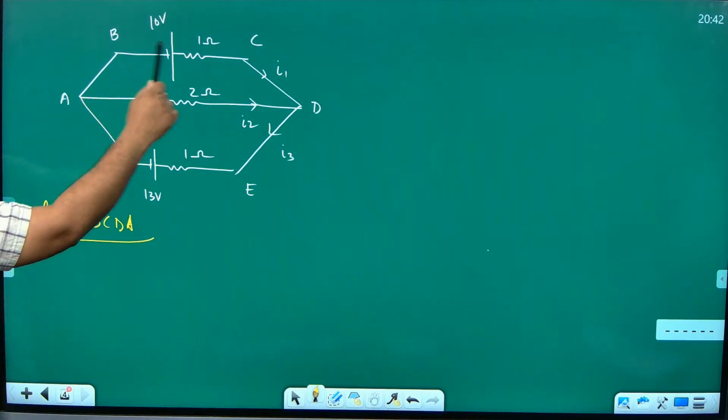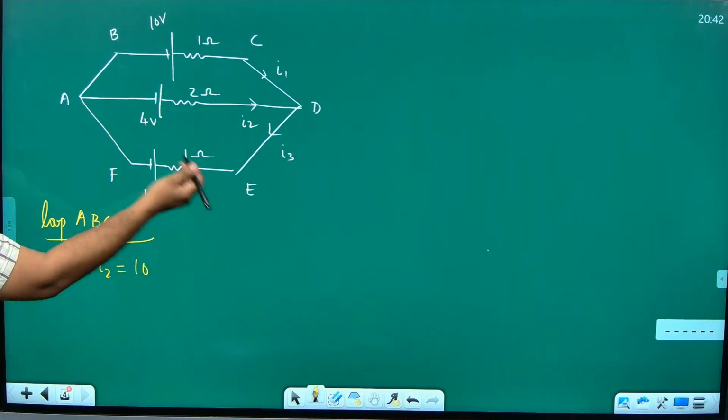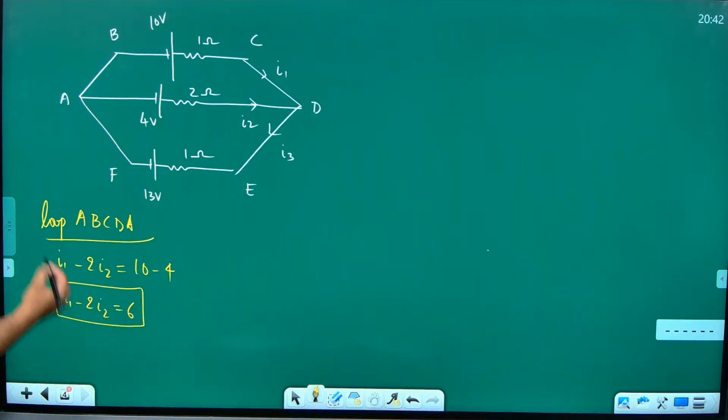For loop A, B, C, D, A, I am going from B to C. The current is I1 in the branch. So, it will be 1 I1. And D to A, minus 2 I2 is equal to. From here when you are getting it will be 10. Here it will be minus 4. Did you get the equation? I1 minus 2 I2 is equal to 6. Did you get this equation? Should have got.